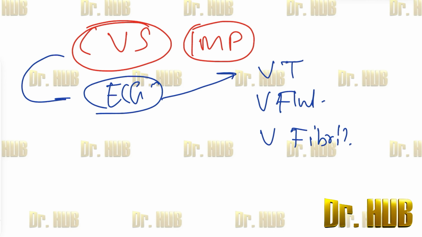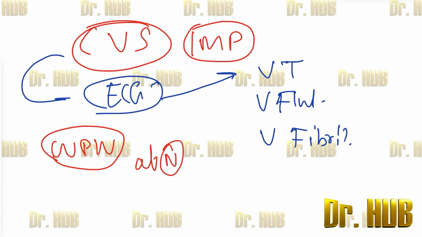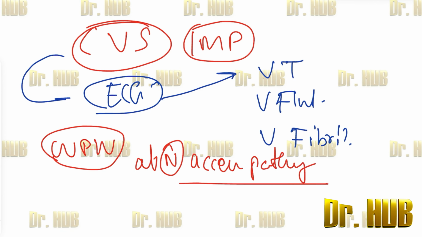Next, there is a syndrome known as the WPW syndrome. So what is the WPW syndrome? It is characterized by an abnormal accessory pathway in the heart, and it leads to arrhythmias.